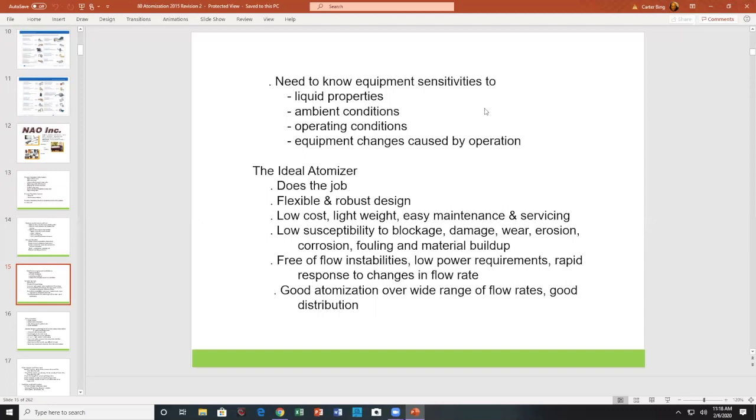You need to know equipment sensitivities to fluid properties, ambient flow conditions, equipment changes. An ideal atomizer does the job, is robust in design, flexible, lightweight, easy to maintain and service, with low susceptibility to blockage, damage, corrosion, erosion, fouling, material build up, and is free of flow instabilities. And you're looking for good atomization over a wide range of flow rates. This is called turn down ratio. You could possibly also be interested in a good distribution of the drops.